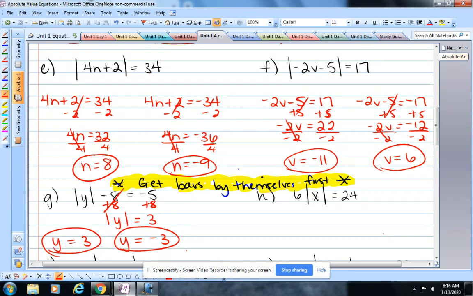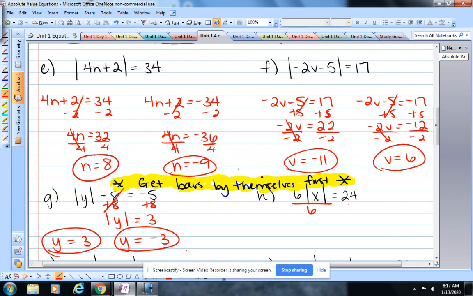All right, so look at H. It says, what's happened to the 6 in this absolute value here? They're being multiplied, aren't they? That's like saying 6 times the absolute value of x. So are the bars by themselves yet? No, I got to get rid of the 6. So 6 is being multiplied by our absolute value. How do you think we get rid of it?